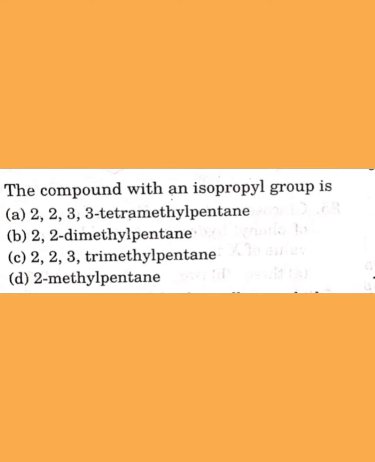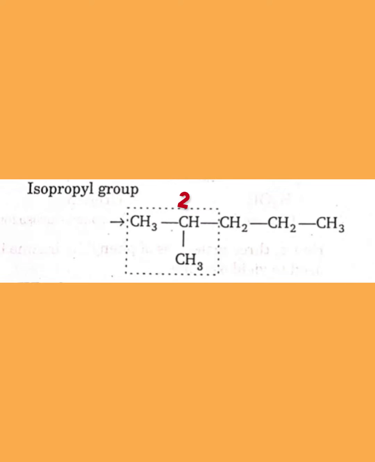Option D, 2-methyl pentane. The answer is option D, 2-methyl pentane. Iso word is used for alkanes which have a methyl group attached to the second carbon atom of the continuous chain. Hence, 2-methyl pentane is a compound with an isopropyl group.